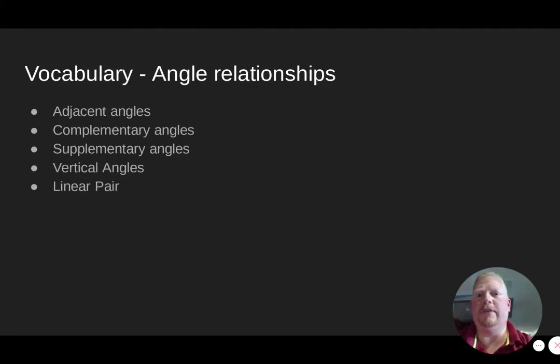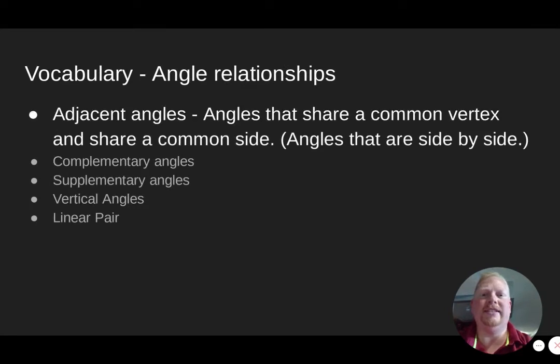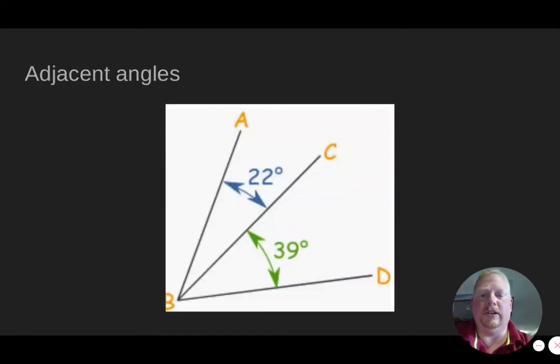The first vocabulary word I have for you is adjacent angles. If you know what the word adjacent means, it just means next to. So adjacent angles are two angles that are basically right next to each other. For the technical definition, they share a common vertex, and they also share a common side. So let's take a look at what that might look like.